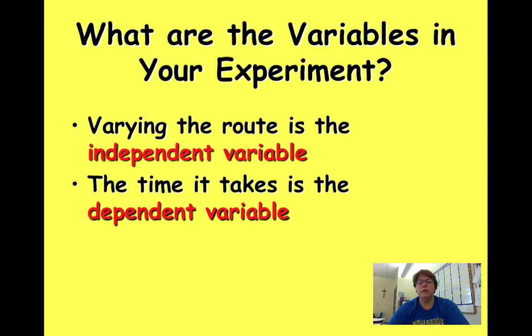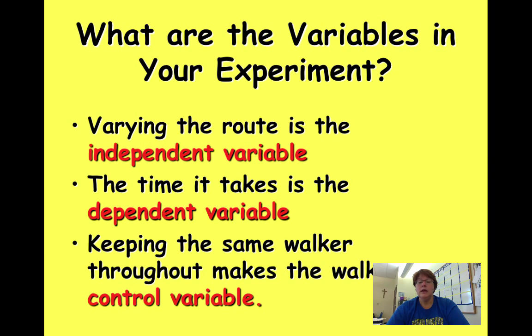All right, so then we also have to have some controls. So the control is the thing that is not being tested, or the thing that stays the same every single time. And who is the control, or what is the control? Keeping the same walker throughout makes the walker a controlled variable. The person who is doing the same thing over and over again is the control variable.